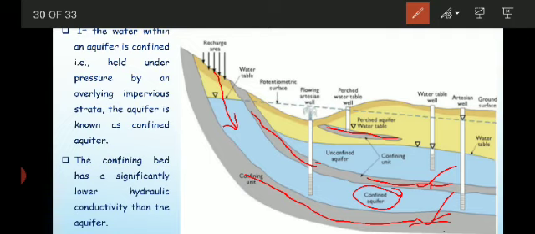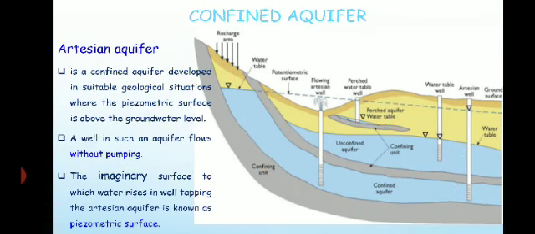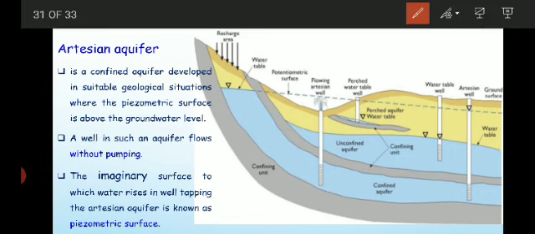So here you can see what a confined aquifer is. When the water in an aquifer is held under pressure, or it is sandwiched between two confining units or two confining layers, then that aquifer is called a confined aquifer. Next, the type of confined aquifer is the artesian aquifer. Again, here you can see there is a well in this confined aquifer.